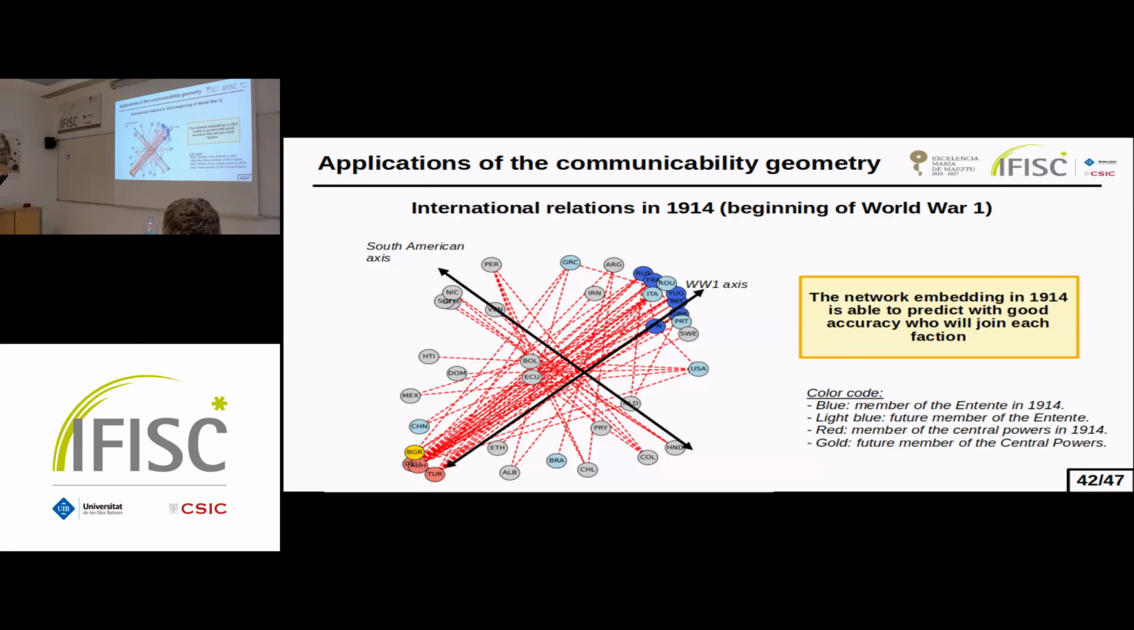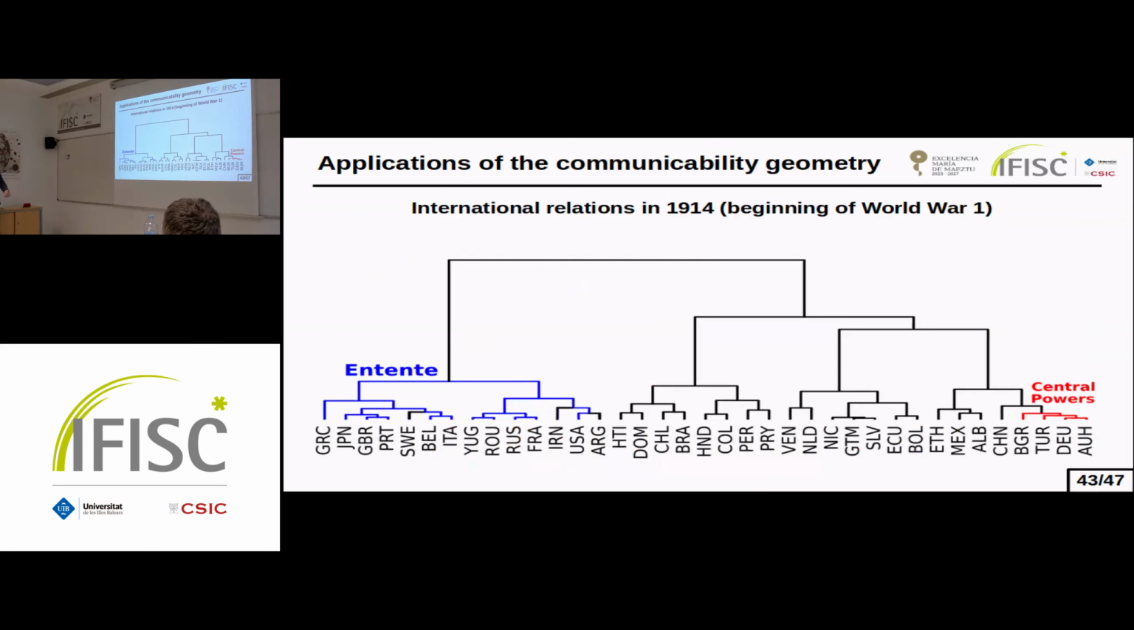So we can classify and predict the historical development of these countries. Of course, we can also run hierarchical clustering again, and we will see again that the powers of the Entente get clustered in one branch of the dendrogram and the Central Powers get clustered in another branch.